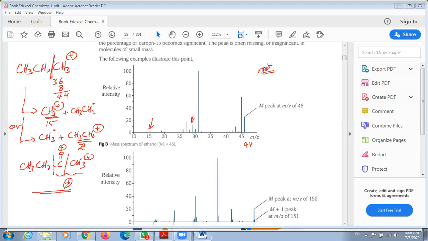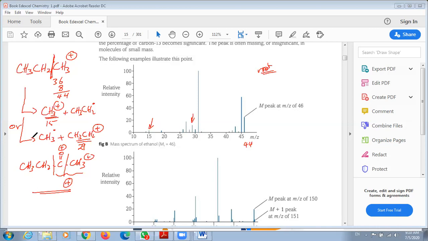Do these fragmentations happen in the same ratio? No, they don't happen in the same ratio. Sometimes you do not get a certain fragmentation. Sometimes you do not get it at all, and sometimes you get it.